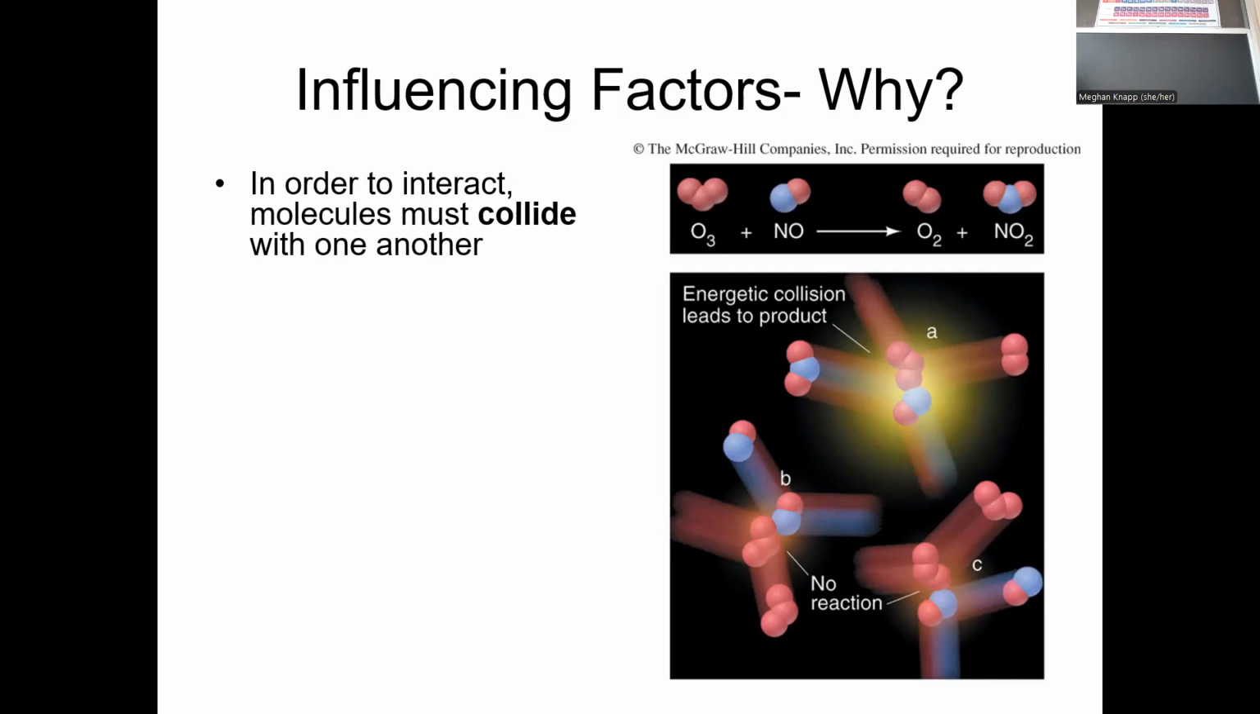So if we attack the nitrogen monoxide with the ozone on the oxygen side, that's not going to produce the product that we want. So we have ineffective collisions, both because the molecules aren't oriented the right way and because we have not enough energy.